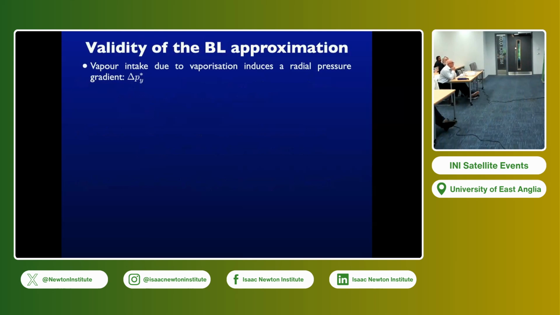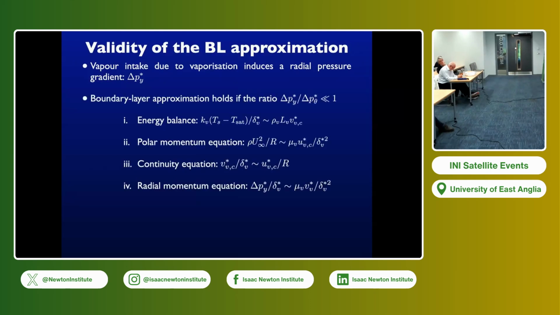There is something important to know. When vaporization is produced, there is a radial intake of vapor, and that intake of vapor results in a radial pressure gradient. If this radial pressure gradient becomes important, the boundary layer approximation might not be valid anymore, in the sense that the assumption of a boundary layer would not hold.